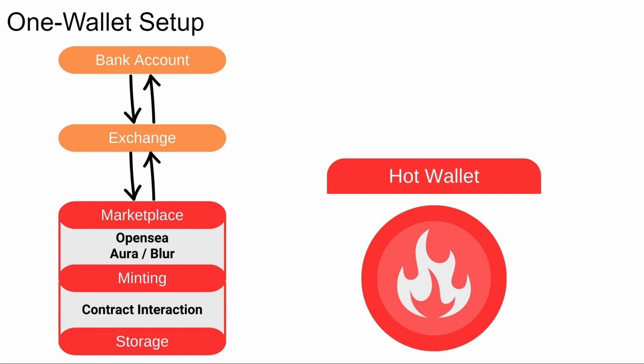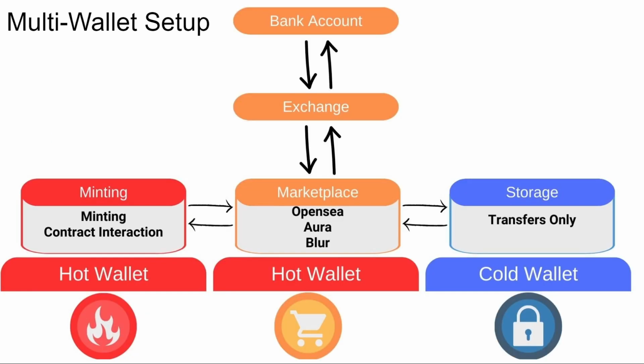So this is a one wallet setup. It's a hot wallet, and when people start in crypto, this is one of the setups that they typically use, but it's a really dangerous way to transact with your assets. There's no separation of your assets. Minting new tokens, buying and selling assets, and even the storage of your valuable assets is all done using the same wallet. And if anything happens, it could be disastrous for all of your assets. So I highly recommend having this three wallet setup.